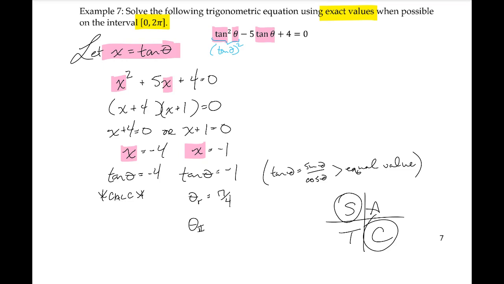So in quadrant 2 and in quadrant 4, I'm going to have two solutions. So this would be pi minus pi over 4, or 3 pi over 4. And this would be 2 pi minus pi over 4, or 7 pi over 4. So those are two possible solutions.